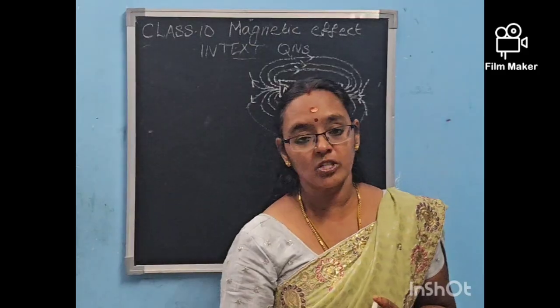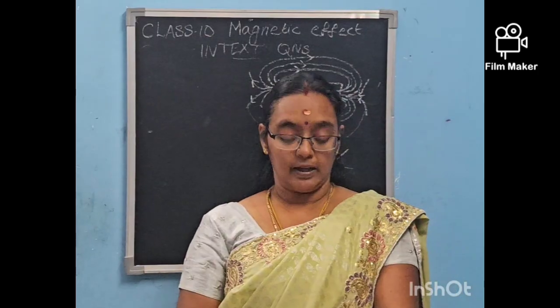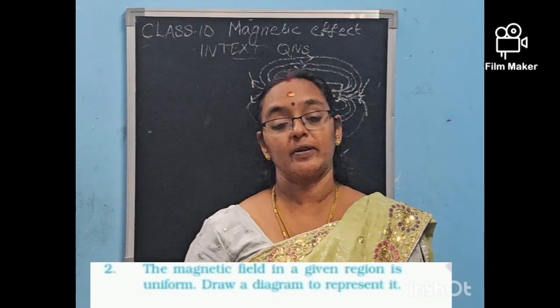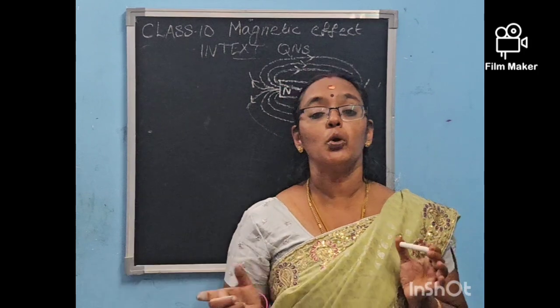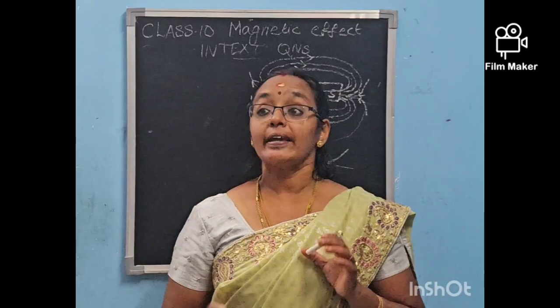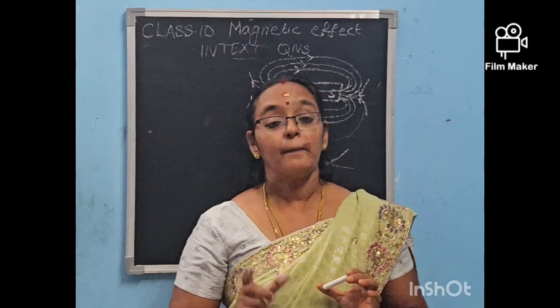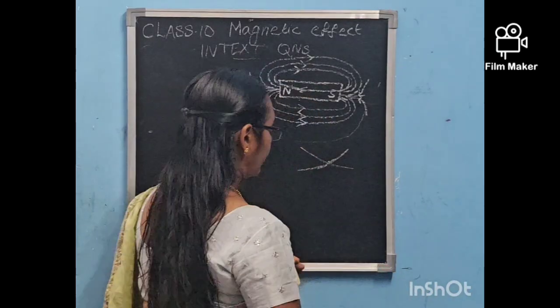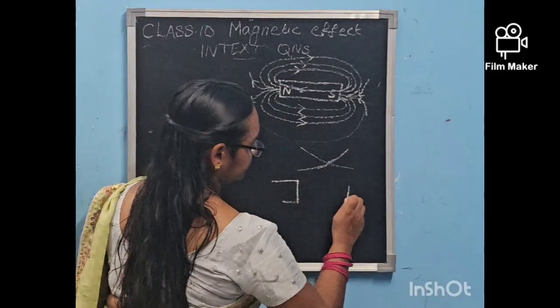Okay. In page number 201, a question is there. That is, the magnetic field in a given region is uniform. Draw a diagram to represent it. So how can we represent it? We can represent the magnetic field by representing the magnetic lines of force. By this way only we are able to represent the magnetic lines.